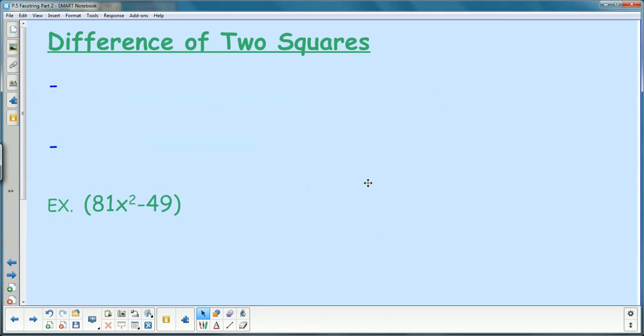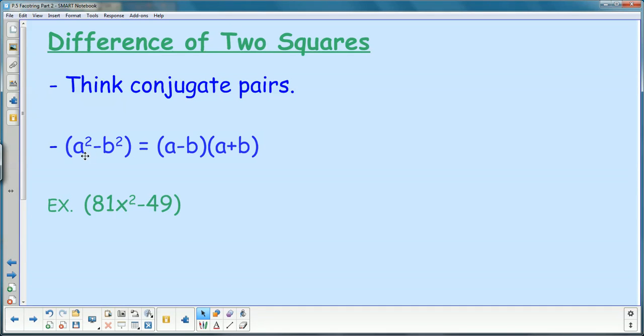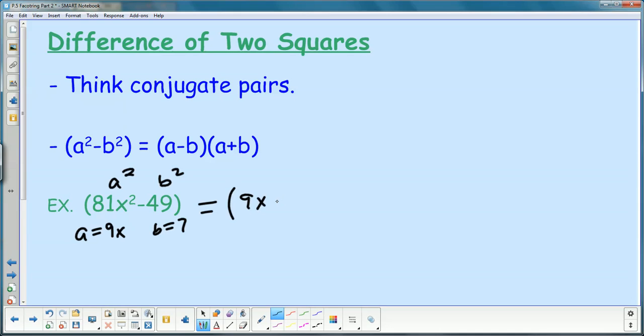So to start with the difference of squares, you want to think about this as conjugate pairs. So anytime we have two squares subtracted, so we have a squared minus b squared, a difference of two squares, it essentially becomes the two conjugate pairs where one's minus, one's plus. If we look at our example then, a squared is 81x squared, which means a is 9x, and b squared is 49, which means b is 7.